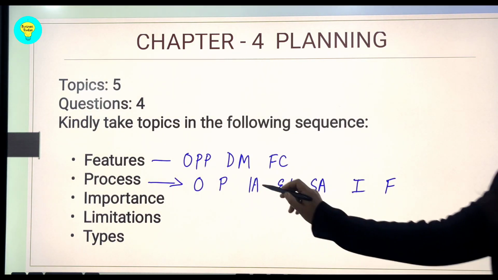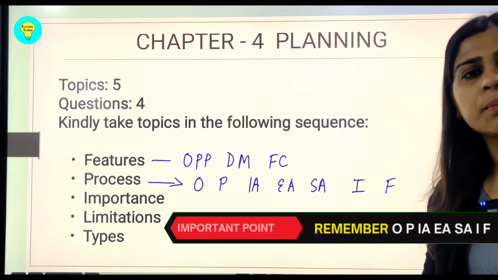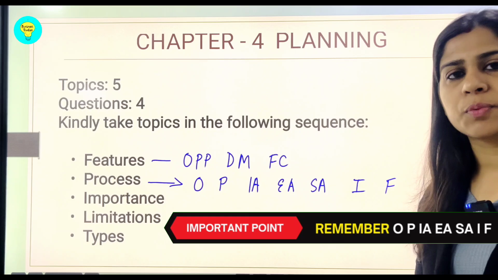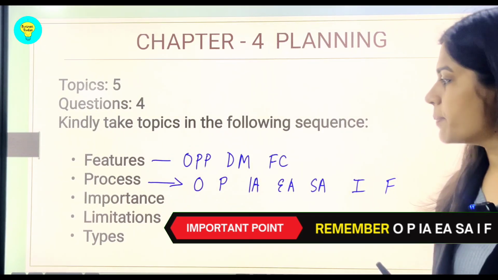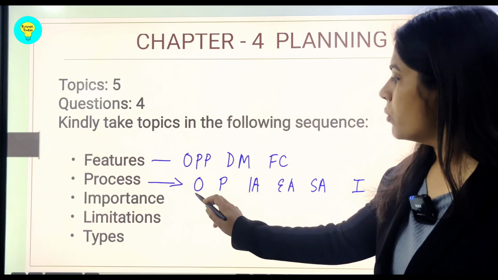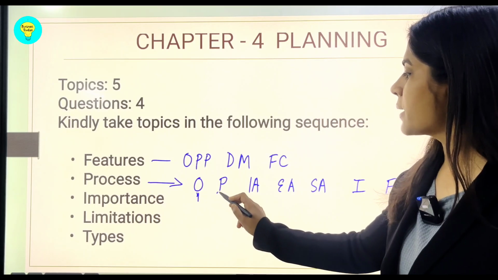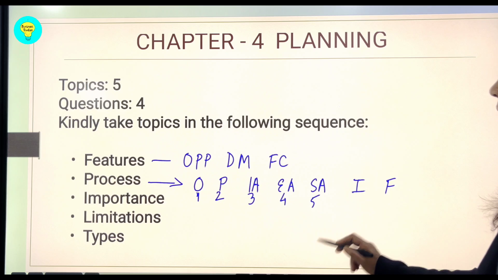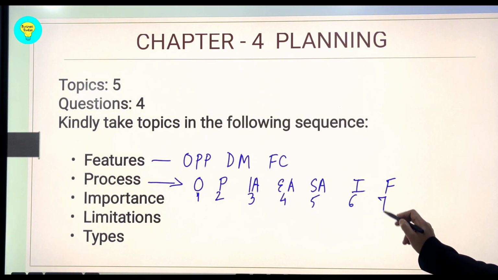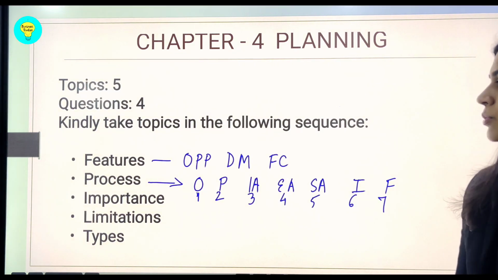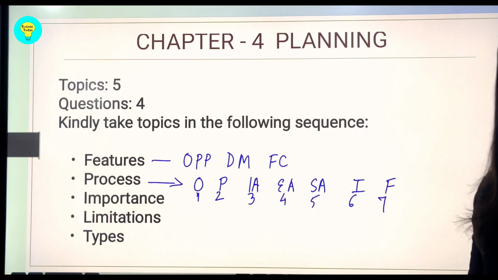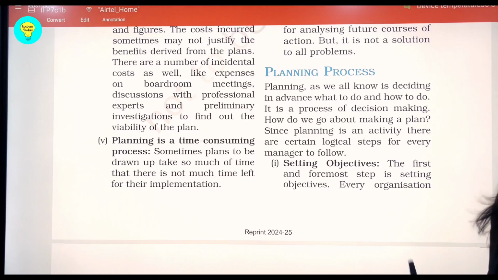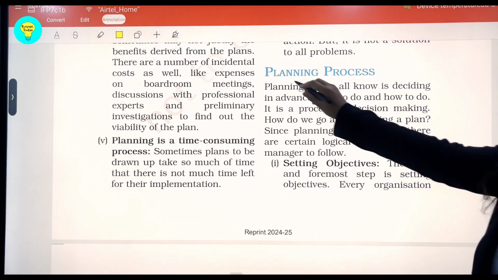See students, as this is a process which has to be carried out step by step in a chronological order, we cannot change the sequence of this process and these concepts. So O being the first step, P being the second step, third step IA, fourth step EA, fifth step SA, sixth one I and seventh one as F. So this is a 7-step process that we'll see from NCERT, how we are supposed to explain them. Students, now let us see this planning process in detail from NCERT.